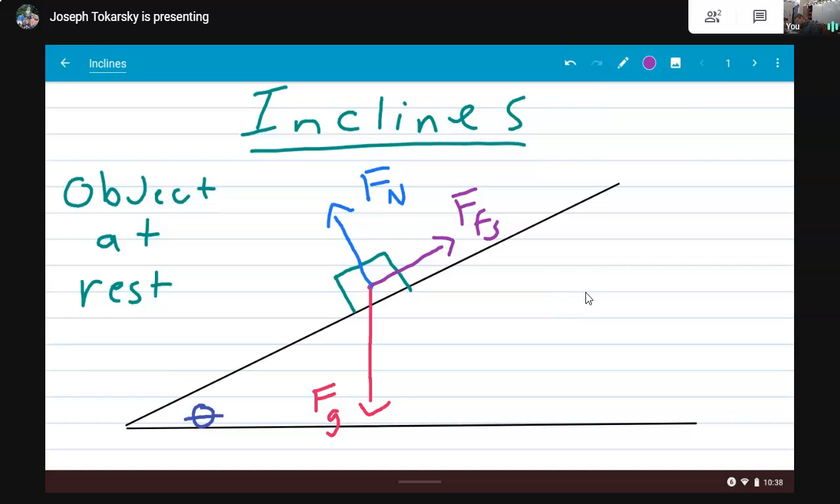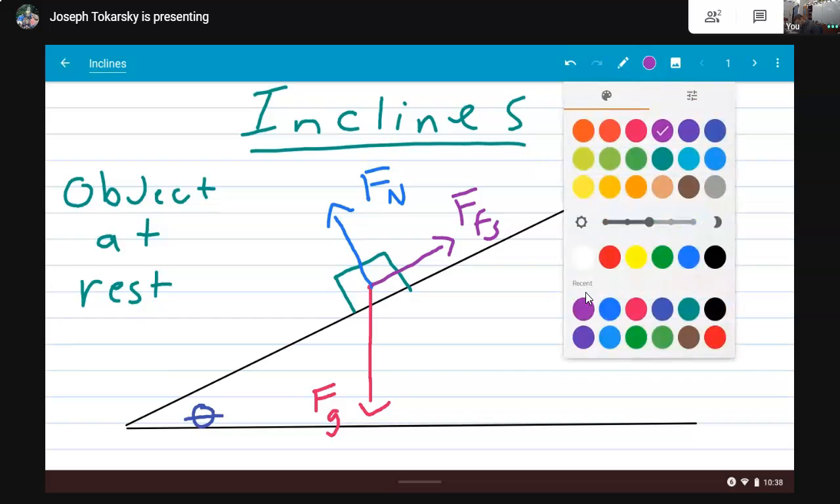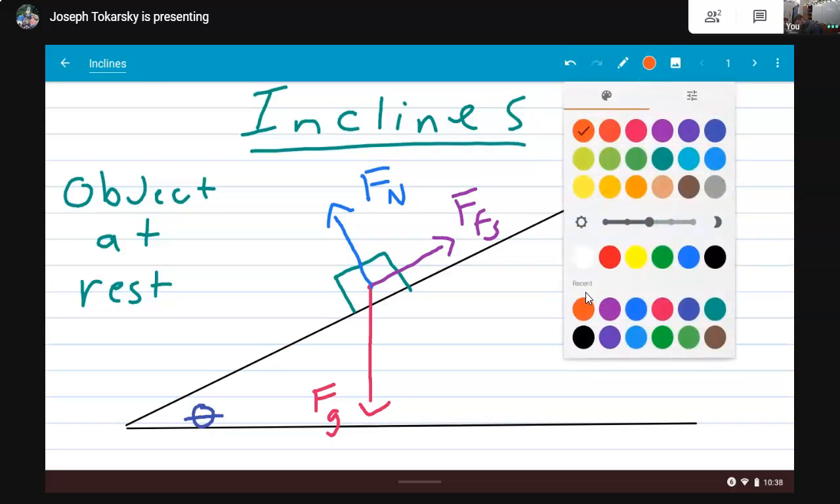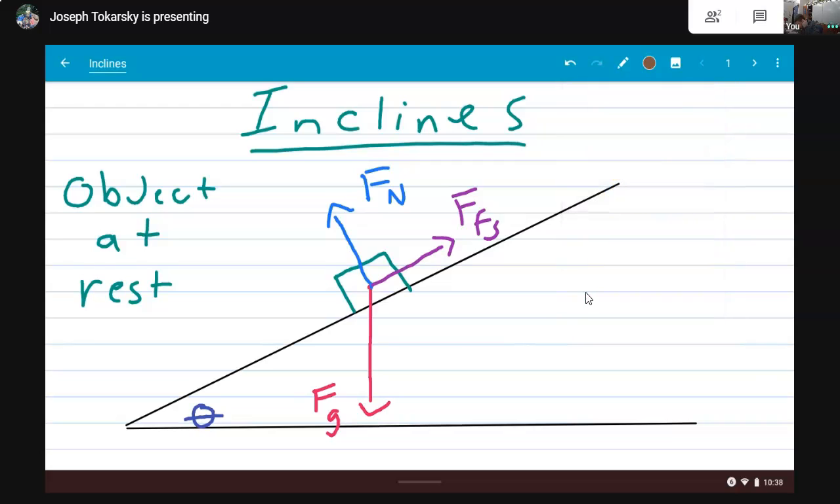Alright, now here's the biggest difference dealing with the incline. And that is what happens to gravity, the force due to gravity. It's as if it does two things at once when you're on a hill or an incline. And we break it up into components.